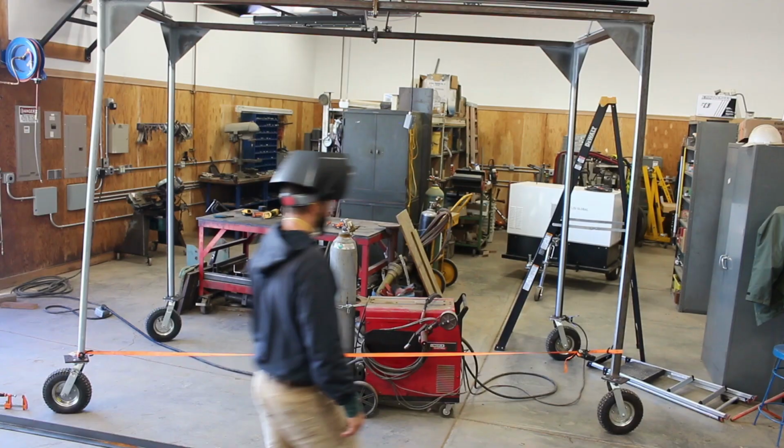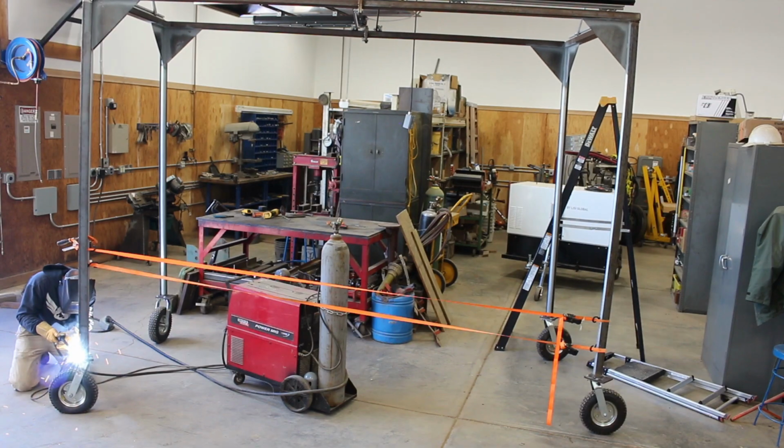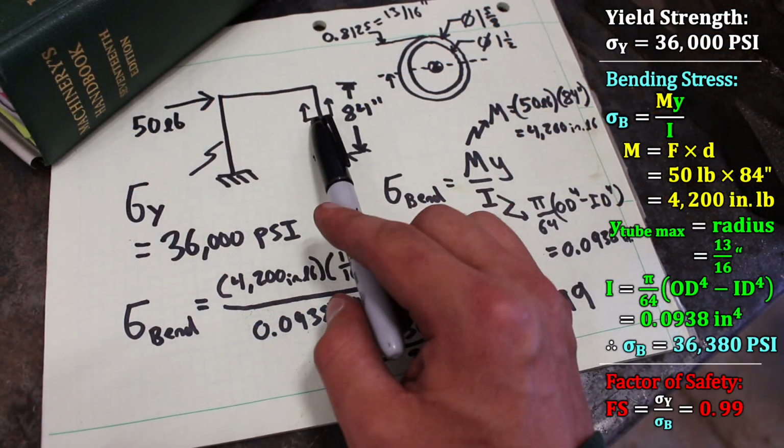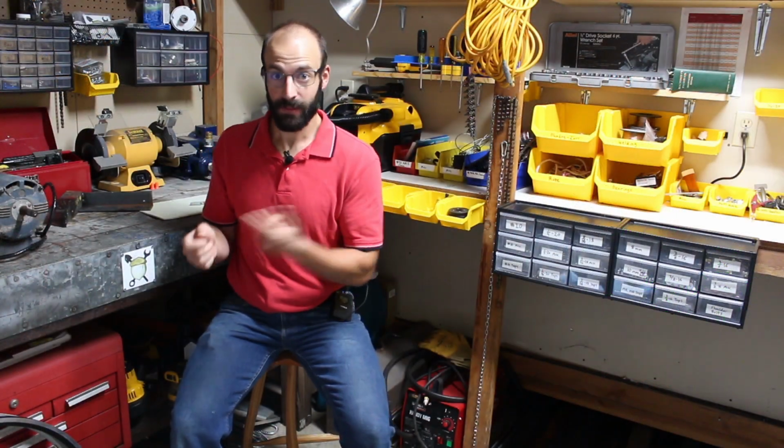Last time, we reformed a tubular leg and then sistered it with some angle iron. And we looked at a bending analysis of the original tube. And today, we're going to do the same thing with the sistered leg. So let's take a look.